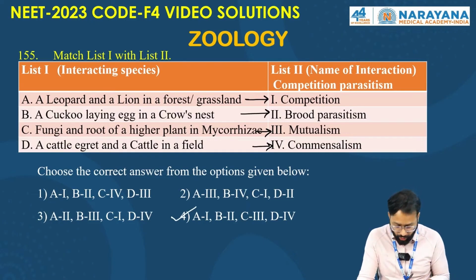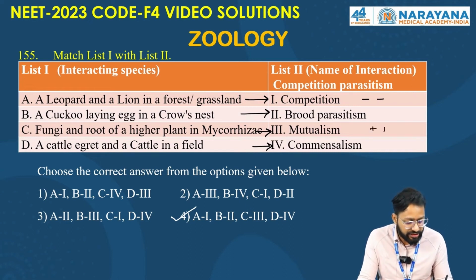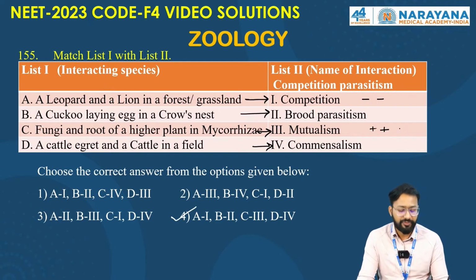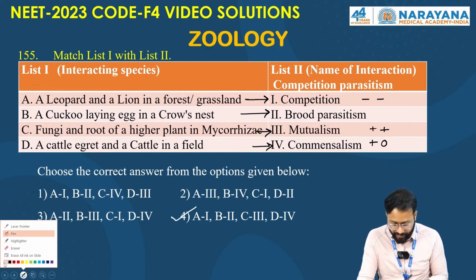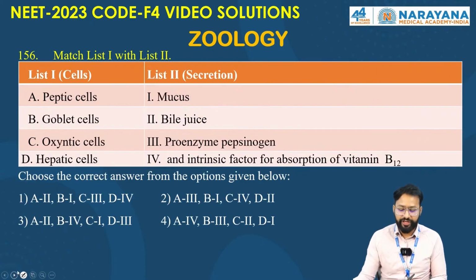And remember, competition is a negative and negative type of interaction. Mutualism is a positive and positive type of interaction. In commensalism, a positive and neutral type of interaction will be seen. Next, moving further to the next question.